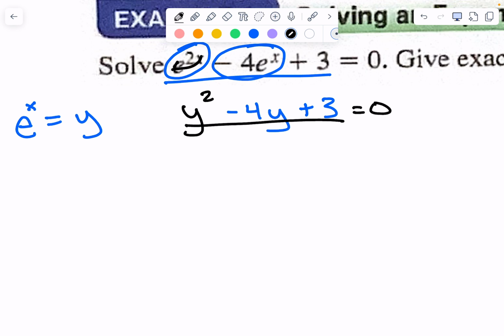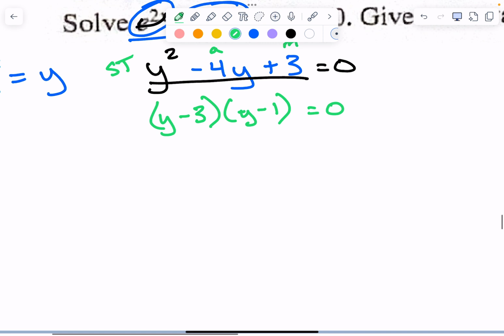Y squared minus 4y plus 3. That's a simple trinomial. What can you multiply to get 3, but when you add them give you negative 4? Negative 3 and negative 1. Equals 0. Now, at this point, here's what I would do. I would say that y minus 3 equals 0 and y minus 1 equals 0. That's what I would do next.